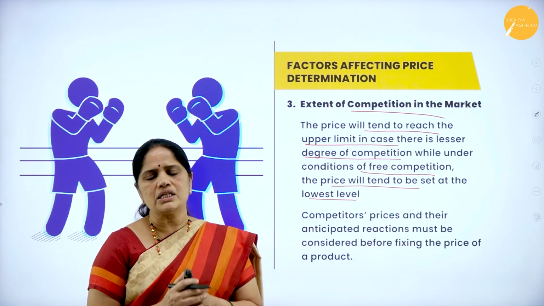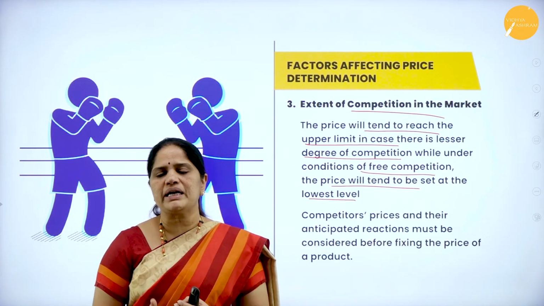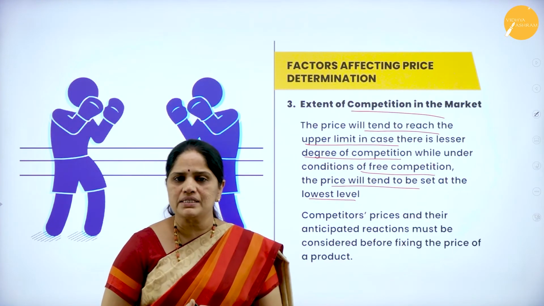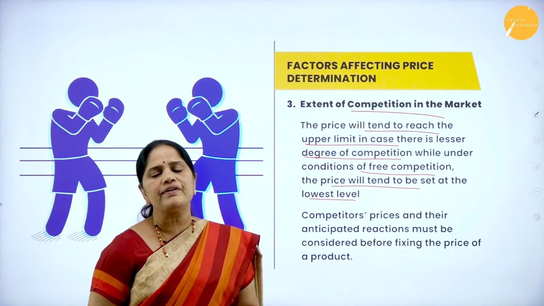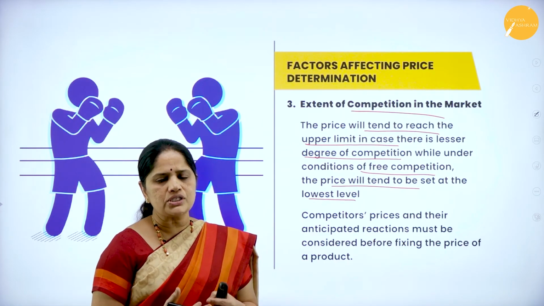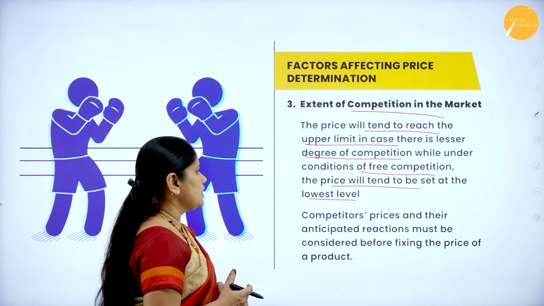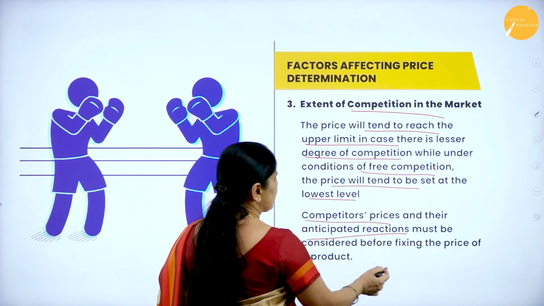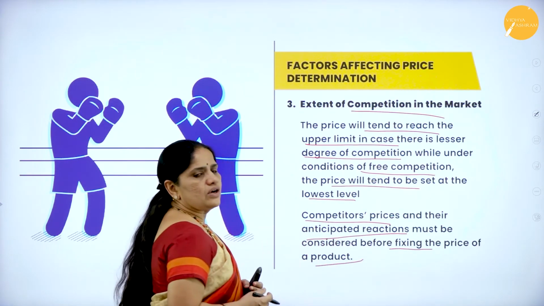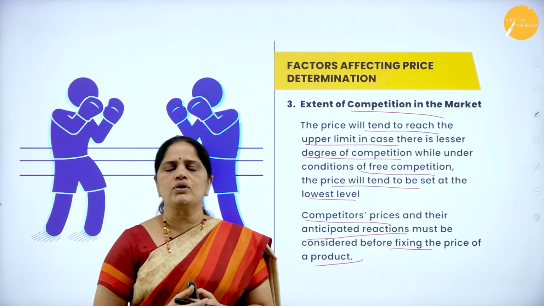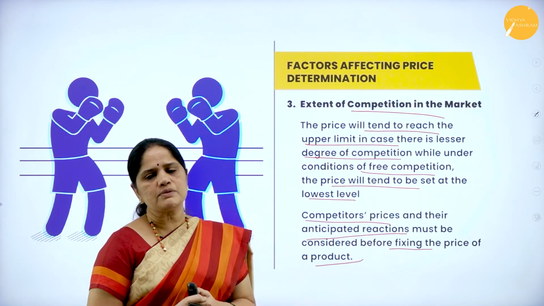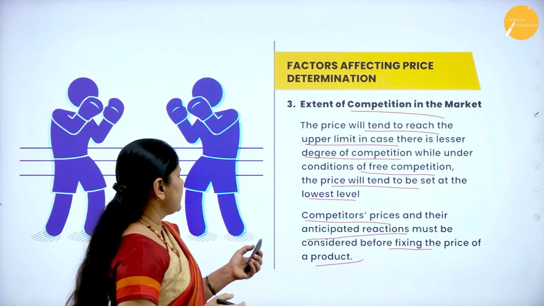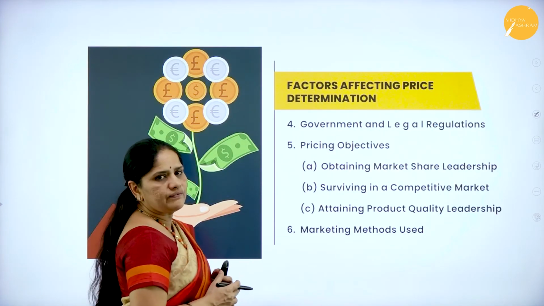So we should also analyze the various business environments in which the product will be in the market. So whether it is a monopolistic market or a monopoly market or a perfect competition, then we can decide about the price of the product. The competitors' prices and the anticipated reactions must be considered before fixing the price of the product. So when we decide about the price of the product, the competitors' products, their prices, etc. should be taken care of, and only then we have to decide about the prices of the products.